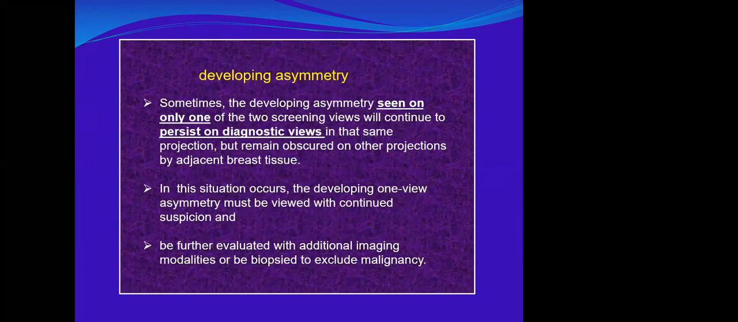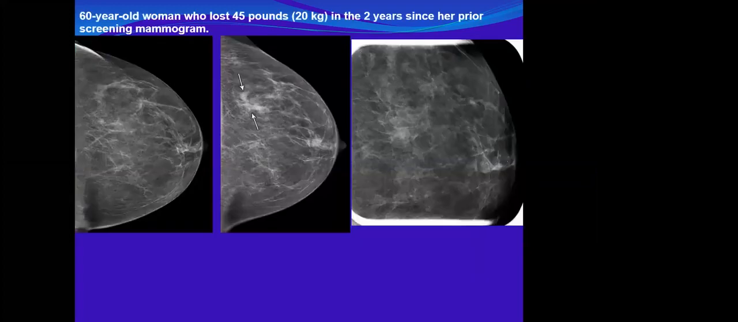Otherwise, we have to consider it as suspicious, regardless of whether it is seen in a single projection or in two projections. This example is a 60-year-old lady who lost 45 pounds, or 20 kilos, in the 2 years since her prior screening mammography. So this is the earliest, and this is after 2 years, and this is a spot.